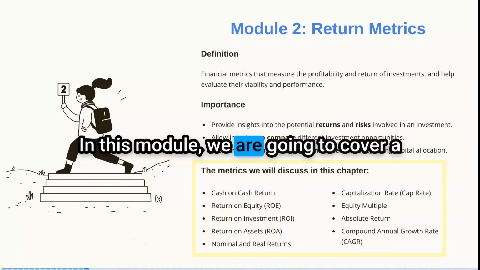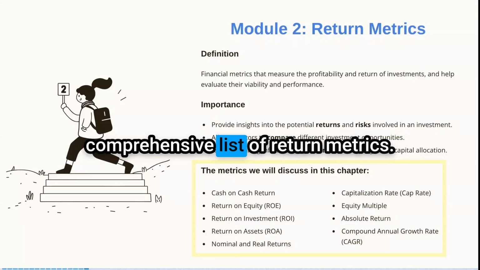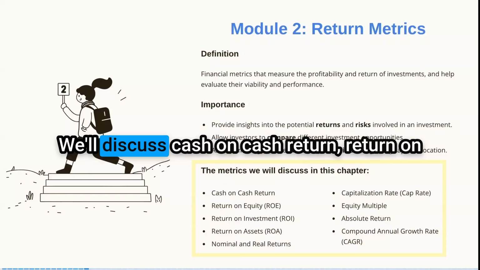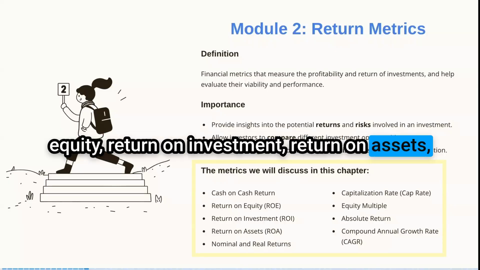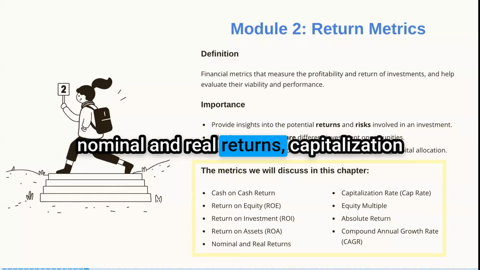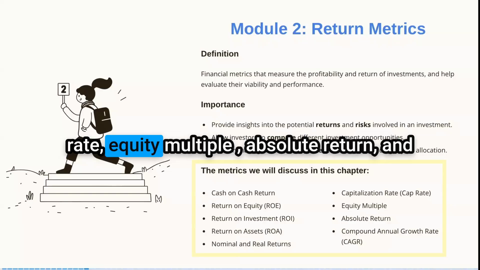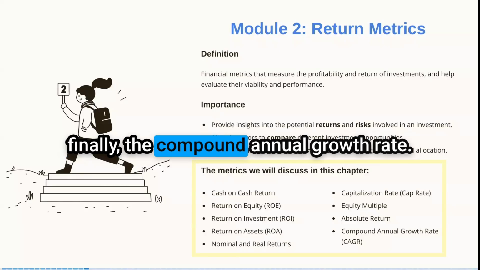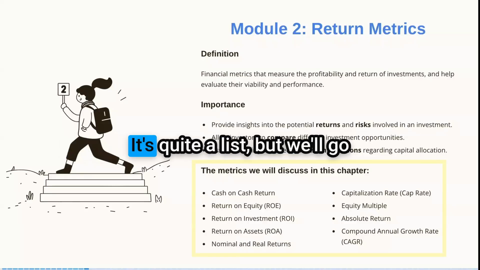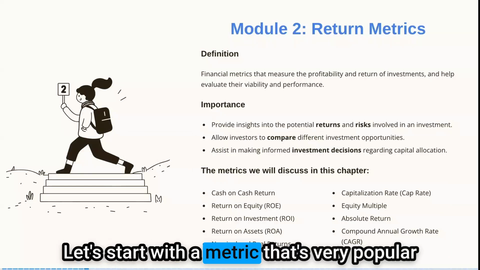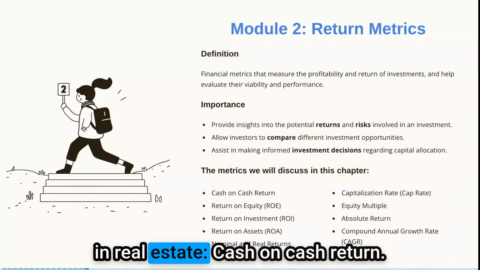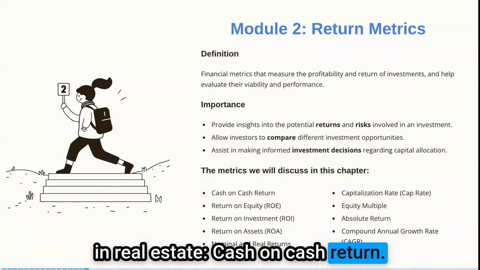In this module, we're going to cover a comprehensive list of return metrics. We'll discuss cash-on-cash return, return on equity, return on investment, return on assets, nominal and real returns, capitalization rate, equity multiple, absolute return, and finally, the compound annual growth rate. It's quite a list, but we'll go through them step by step. Let's start with a metric that's very popular in real estate, cash-on-cash return.